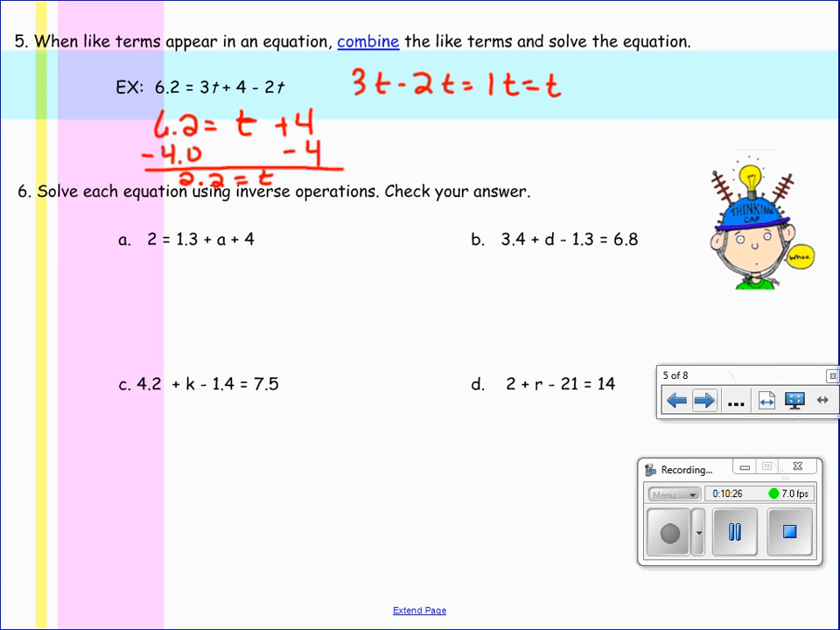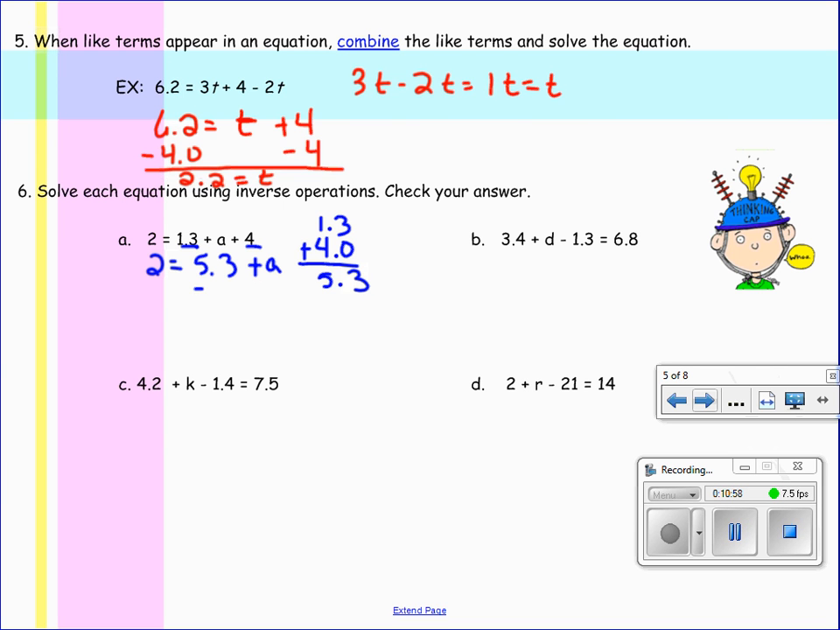So let's do some problems involving combining the like terms. Instructions say solve each equation using inverse operations. Check your answer. So in A, we're going to combine our like terms, which will be our constant terms. So 1.3 plus 4 is equal to 5.3. So we have 5.3 plus A. We combined our like terms and got 5.3.